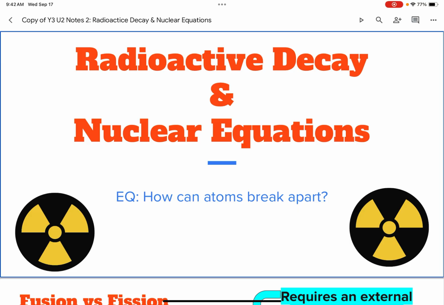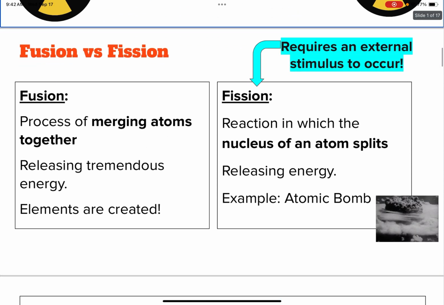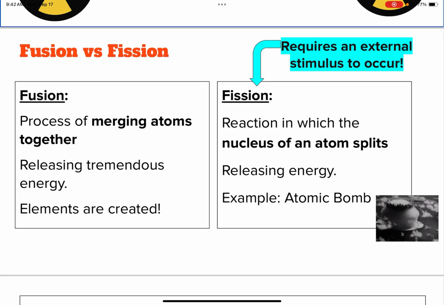So what we are chatting about today is radioactive decay. We started our entire conversation last week with notes on nuclear equations, and we talked about 2 things right out of the gate, fusion and fission. We agreed that fusion was the merging of atoms, which releases a bunch of energy, versus fission, which is when the nucleus of an atom splits, and that also releases an enormous amount of energy.